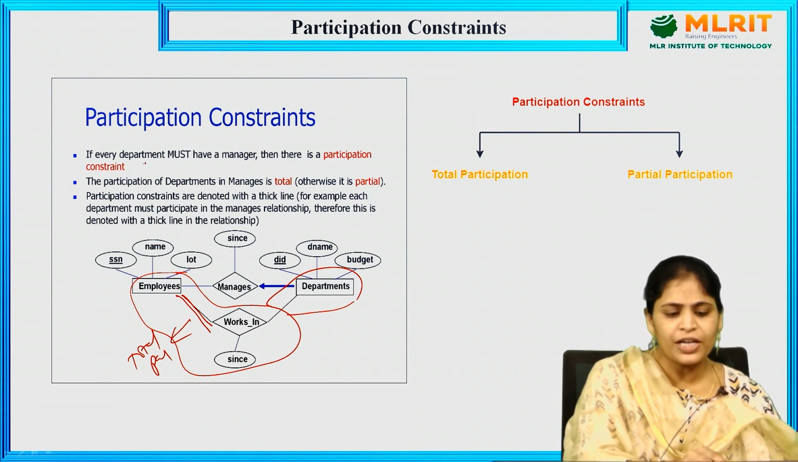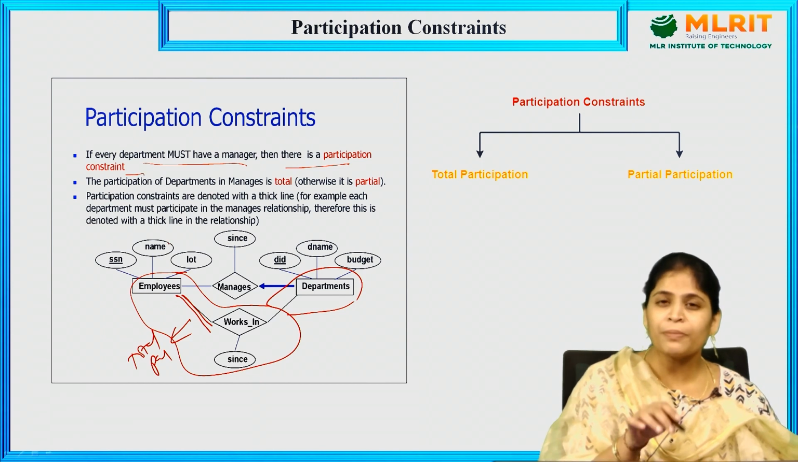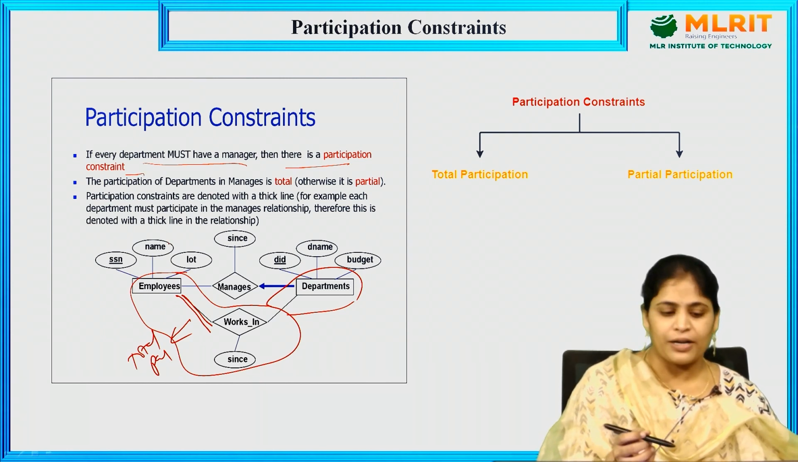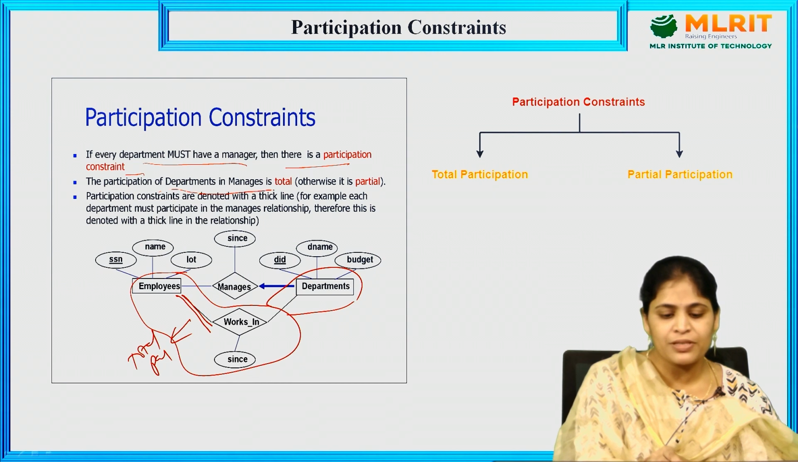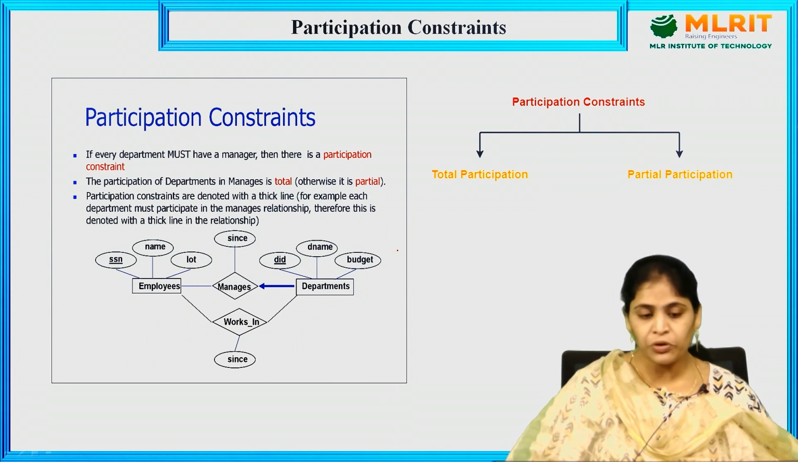So if every department must have a manager, then there is a participation constraint. What is that participation called? Total participation. The participation of departments in managers is total. Here we dealt with this particular example. That is about participation constraints.